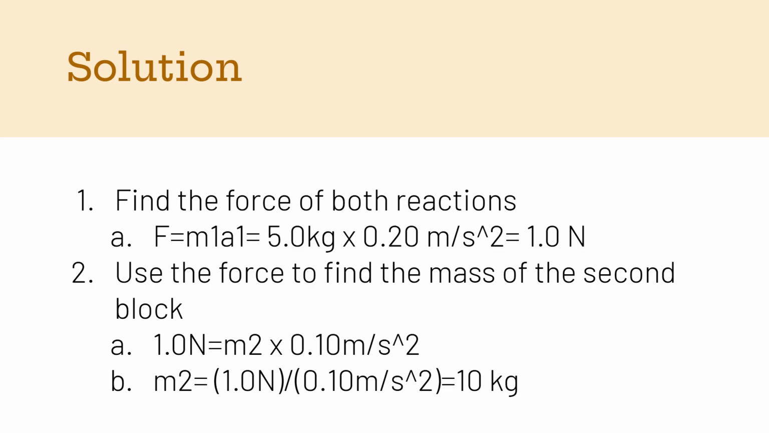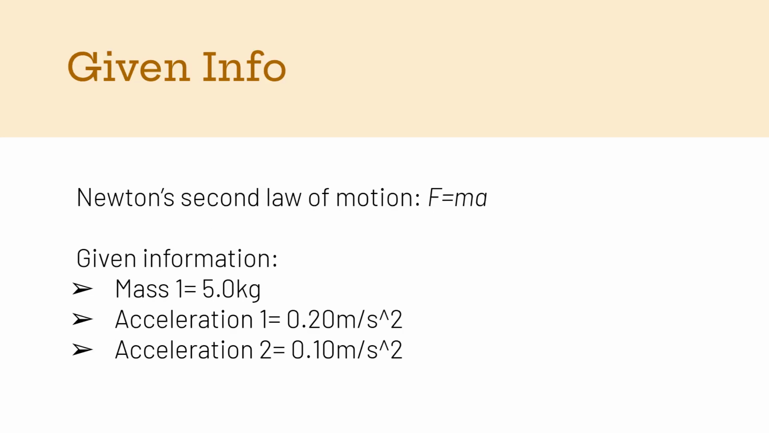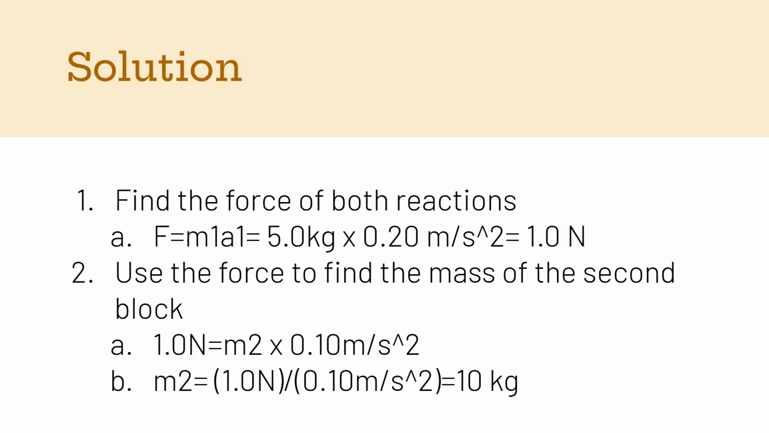So to start, you're just going to find the force of both reactions. Since we only have the mass and acceleration of one part of the equation, we're just going to start by finding the force. So force equals mass of the first block times acceleration of the first block, which is 5 kilograms times 0.20 meters per second squared, and that's going to equal 1 newton.